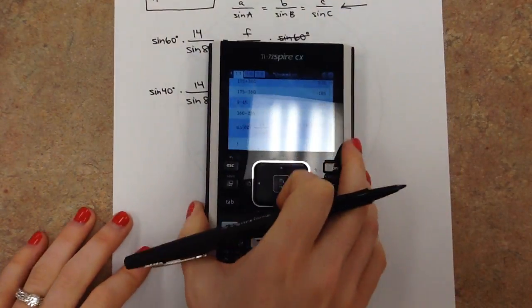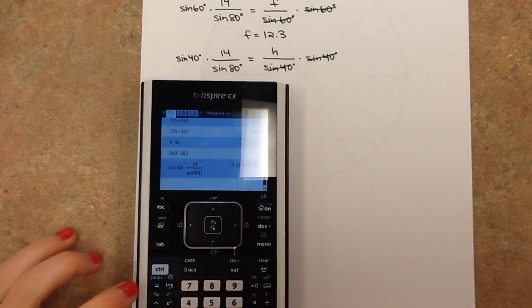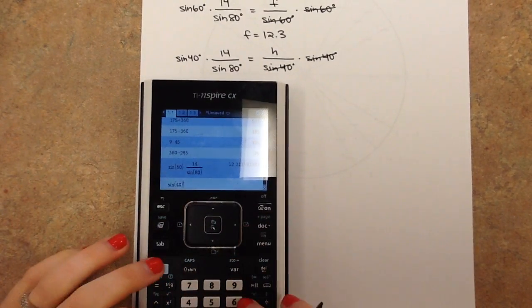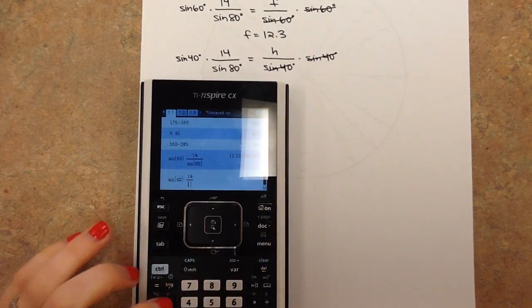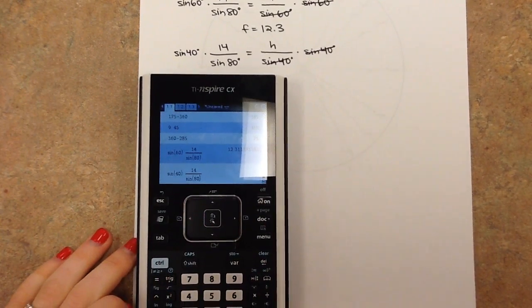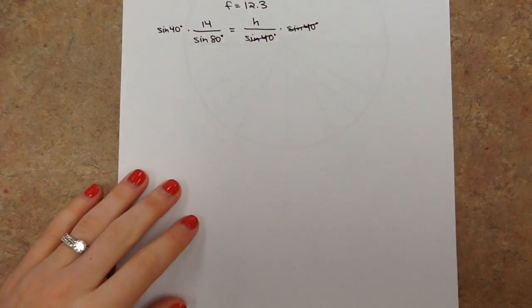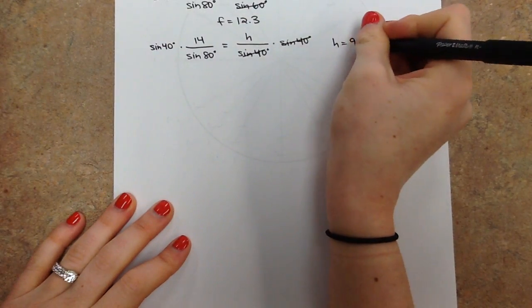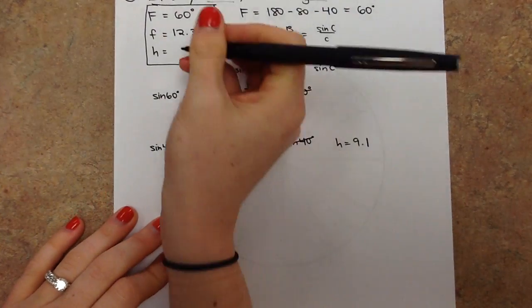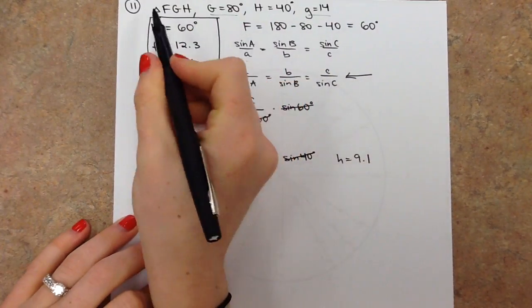And I'm going to plug that into my calculator now. Okay, so we've got sine of 40 times 14 over the sine of 80. So just plugging in the exact thing I had on my paper. And I get about 9.1. Okay, so that was my last piece. I'm going to write it up here, 9.1, and that would be my final answer.